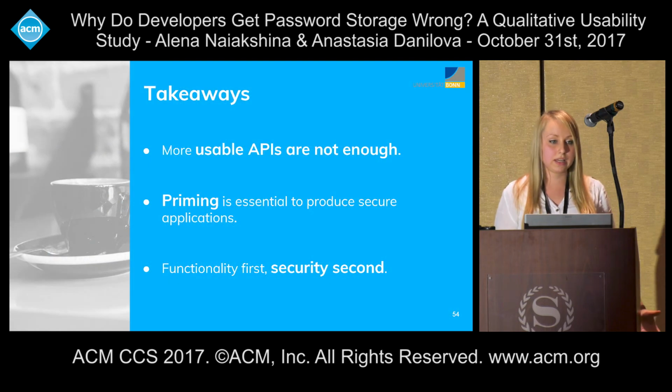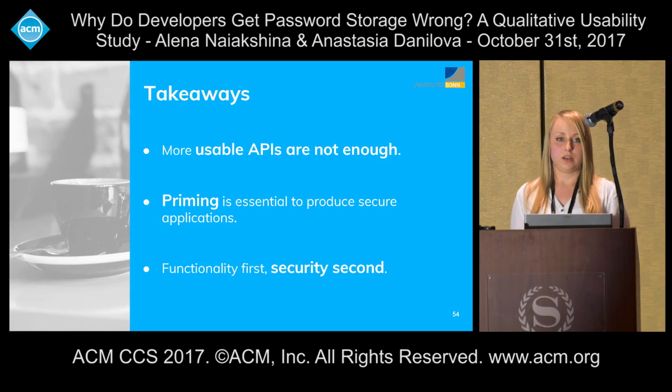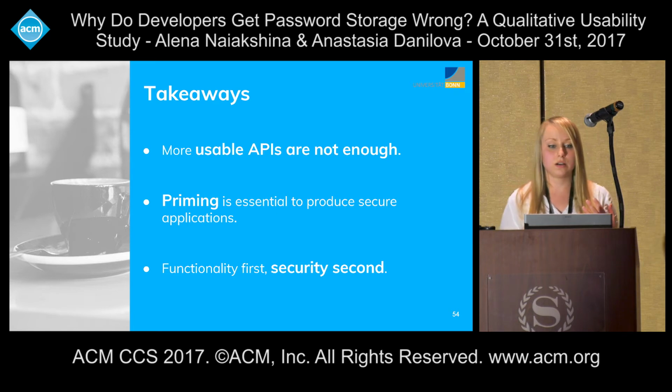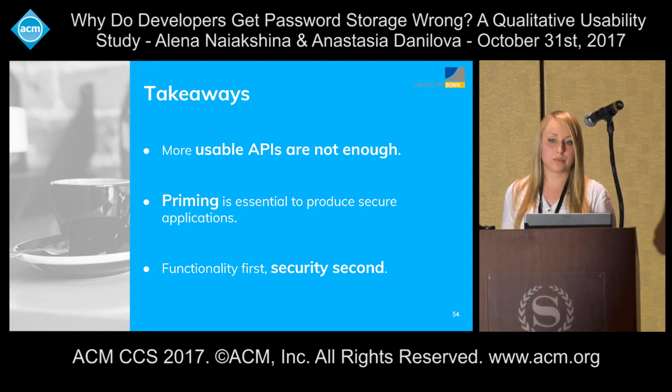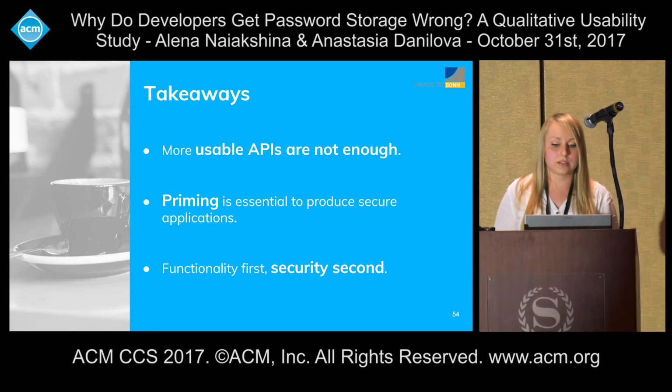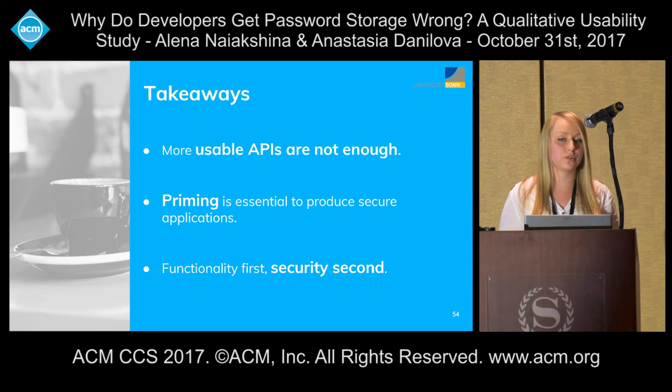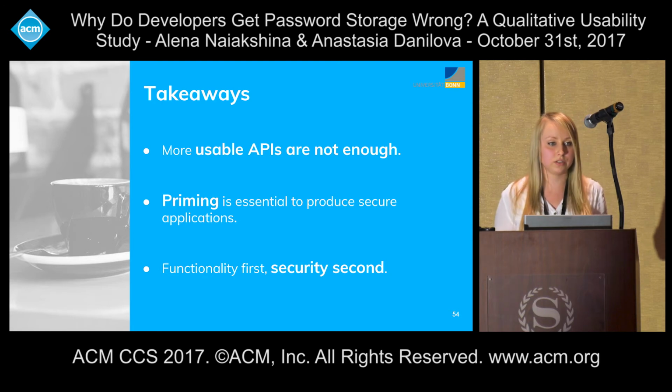So the takeaways of our study are the following. First of all, more usable APIs are not enough. A lot of our participants perceived Spring as more usable than JSF. However, a lot of them did not store the user password securely because they did not know about the built-in library of Spring, and so they simply did not use it. Priming is essential to produce secure applications, so our participants considered secure password storage only if we asked for it. So if you want security, ask for it.